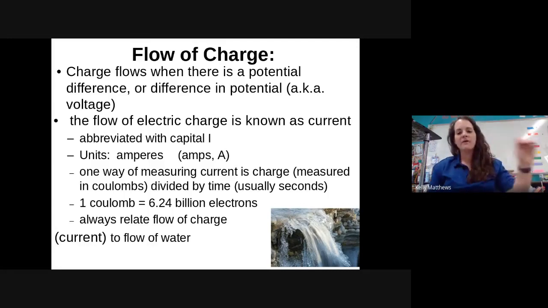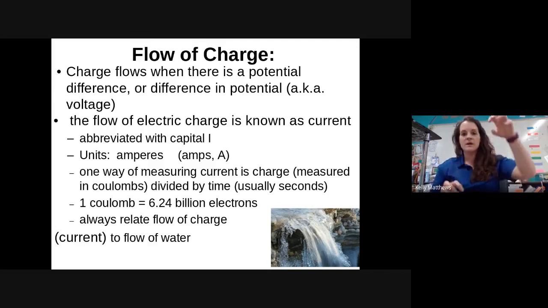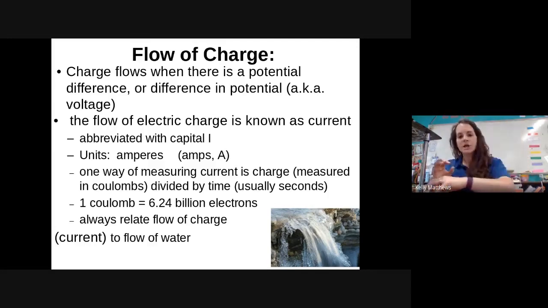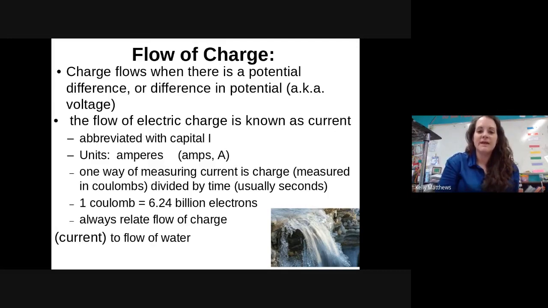And so if you have water on level ground, it's not going to flow anywhere. So there's got to be some difference or voltage that allows current to flow. All right. So the flow of electric charge is known as current. It's abbreviated with a capital I, I guess just because they had too many other things using a C.